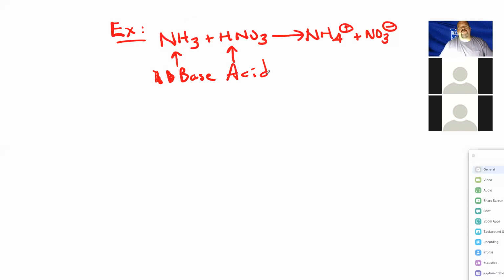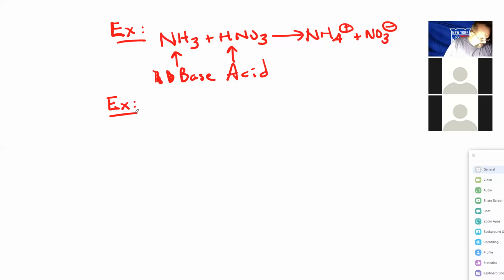And again, we don't have to worry about the product side in this particular case because we only have a singular arrow. So the reactants will convert to the products, but the products will not convert back to reactants. All right. So that's our first example. Let's take a look at one more. Let's take a look at this one here.